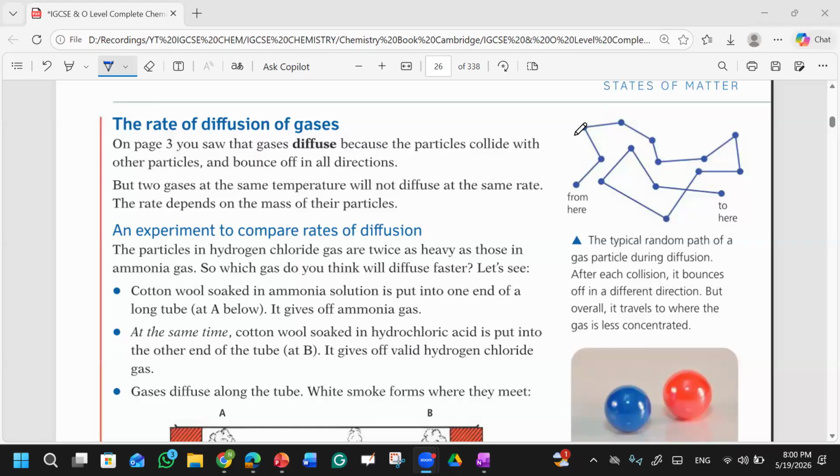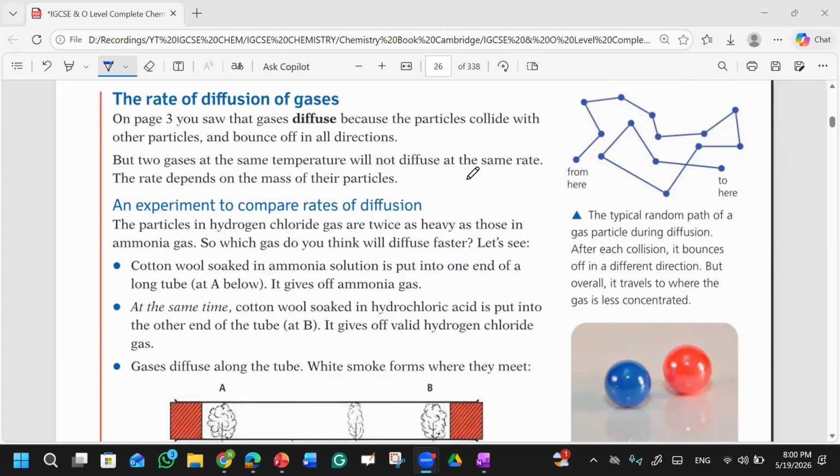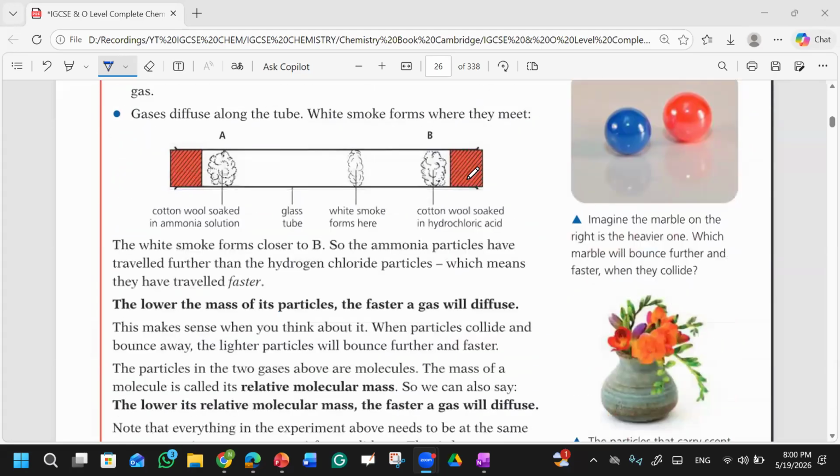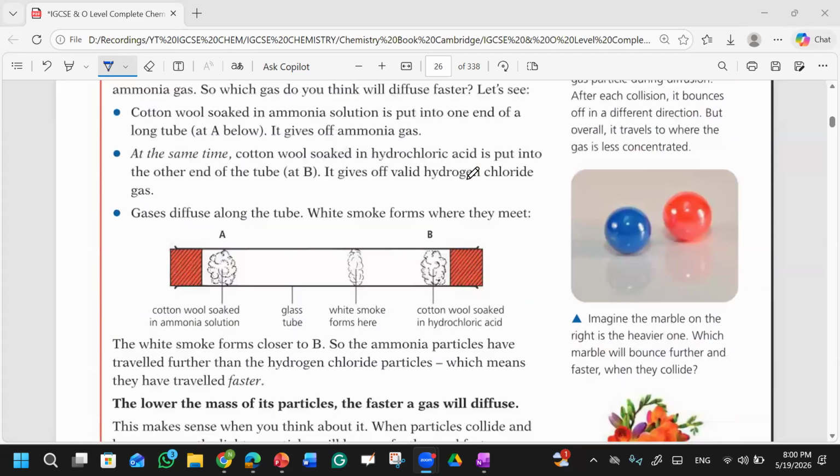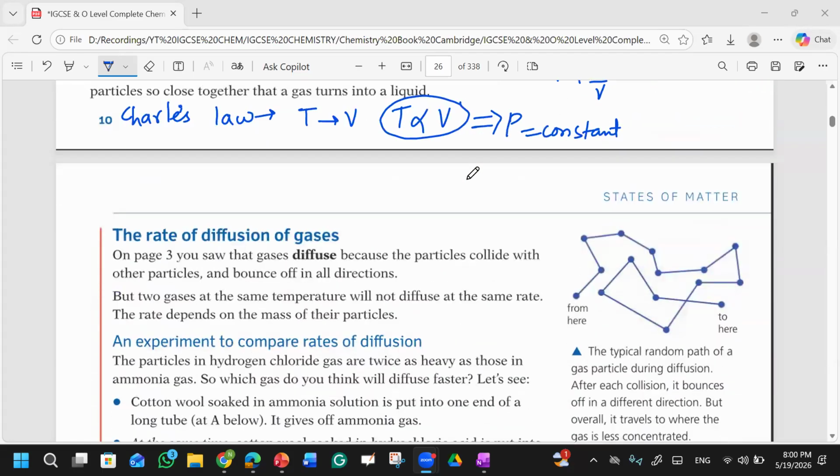So this is what we say diffusion is. Can you now tell me the definition of diffusion? Diffusion is where a lot of particles, for example ions or molecules or atoms, go from an area of high concentration to an area of low concentration. Yeah, to the area of low concentration, you can say.